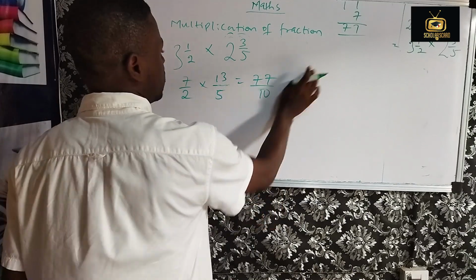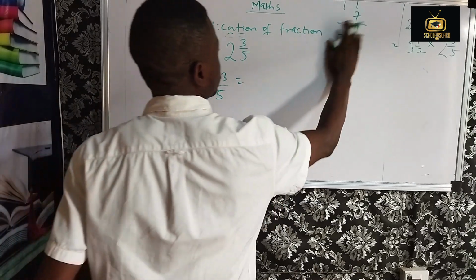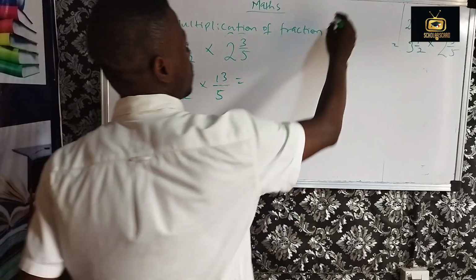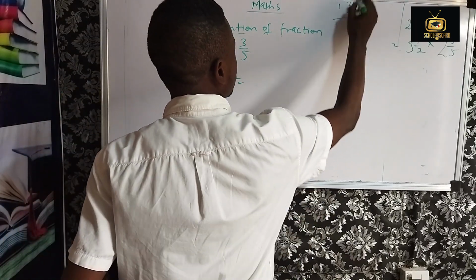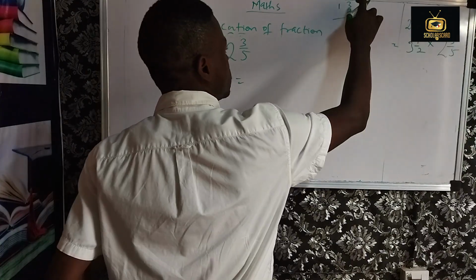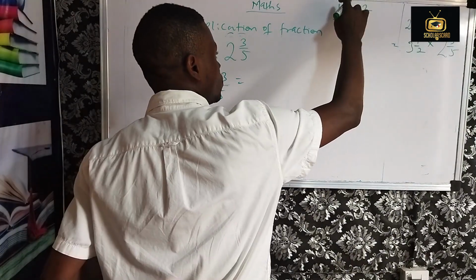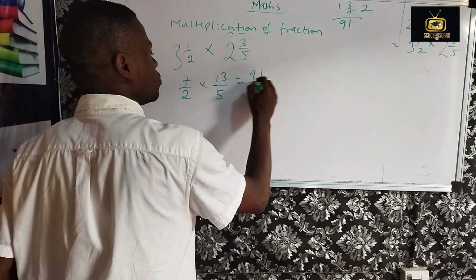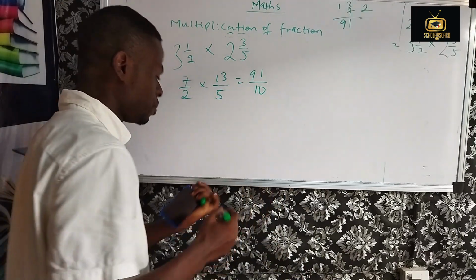So 13 times 7. 7 times 3 is 21, so 1, and put your 2 here. 7 times 1 is 7, plus 2 is 9. So we have 91 over 10. I hope you understand that.